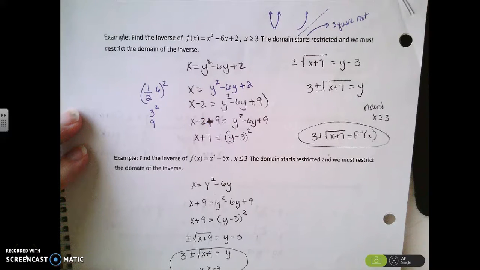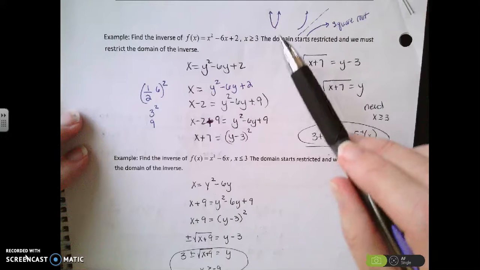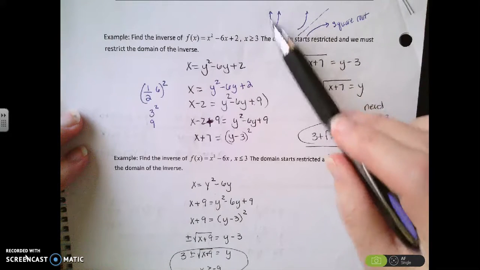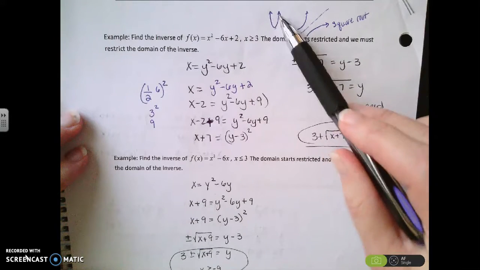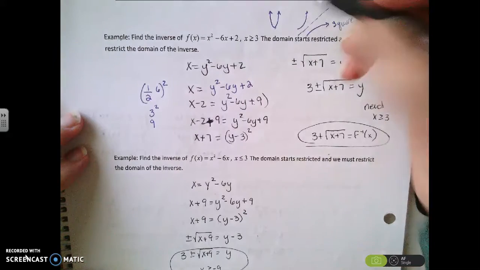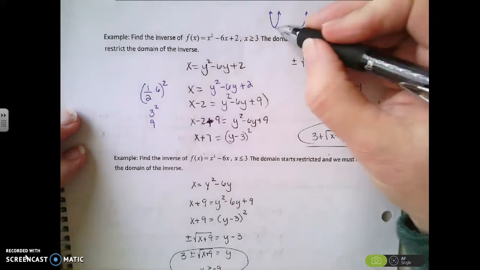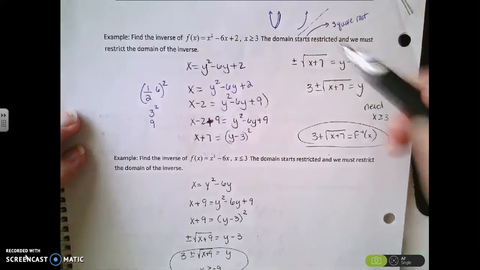All right, we need to finish up these notes on section 4.1, talking about inverses. So we're talking about finding the inverses of quadratics. And if you understand that a quadratic is a parabola, you'll notice here that we're restricting our domain on our parabola to x is greater than 3, which means we're focusing on only half of that parabola. So we're focusing on this part of the parabola.